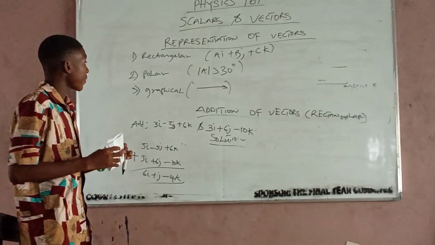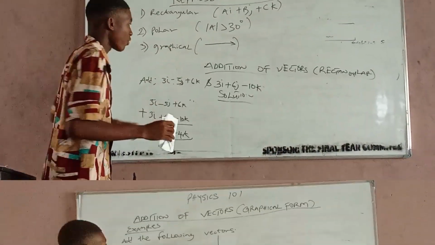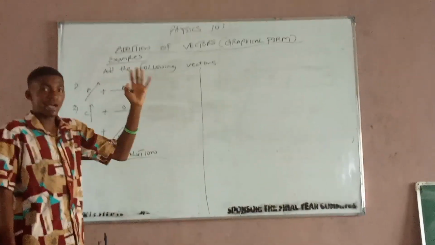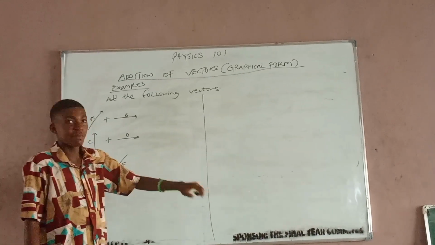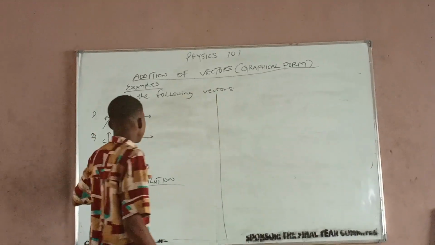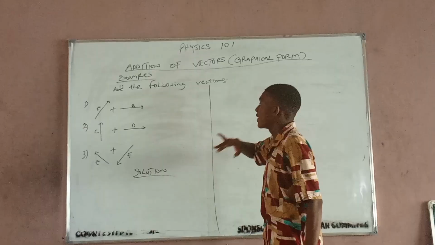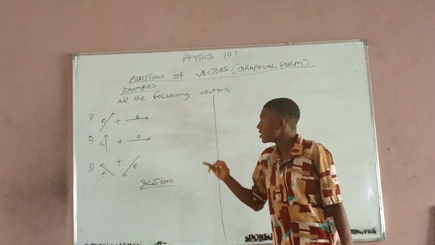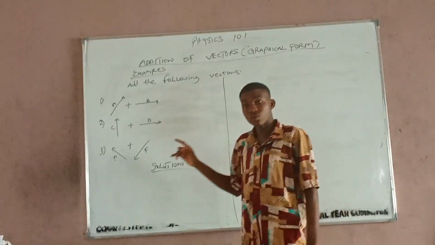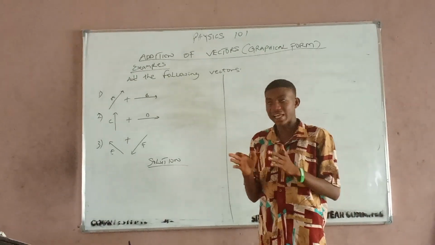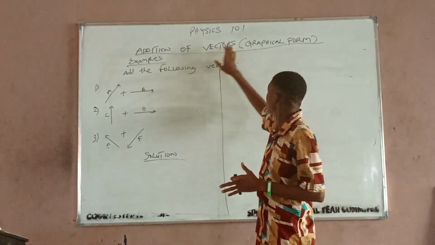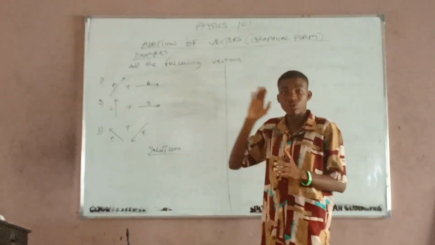Now let's move over to the addition of vectors based on the graphical form. In our previous video, we talked about the addition of vectors based on the rectangular form. Now, this is an example. In adding vectors in the graphical form, we add the head to the tail. Head goes with tail. Head to tail, head to tail, head to tail.